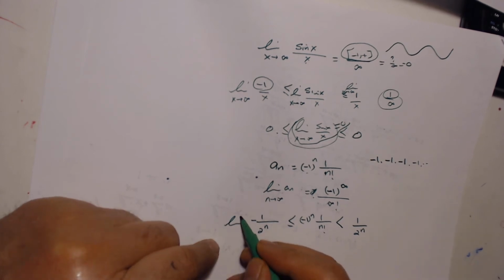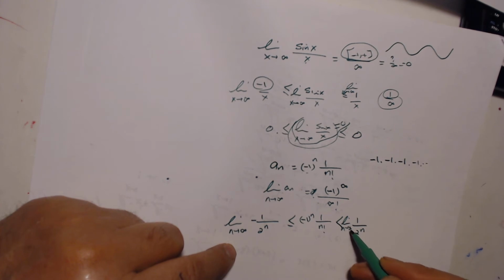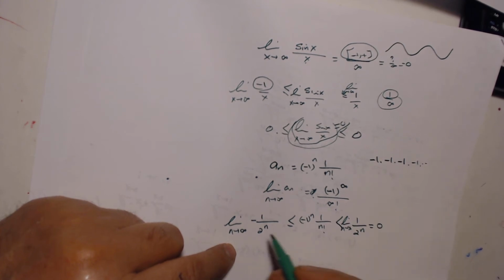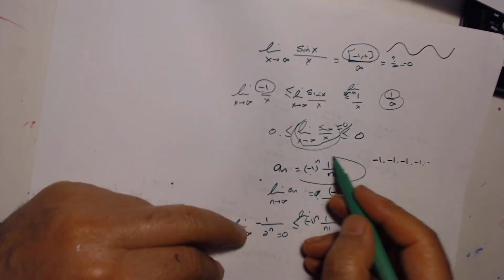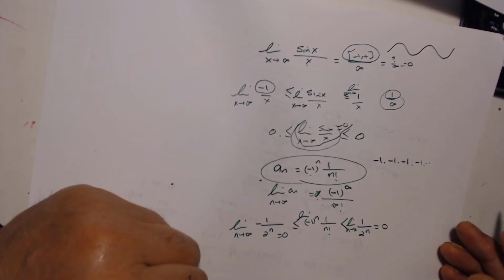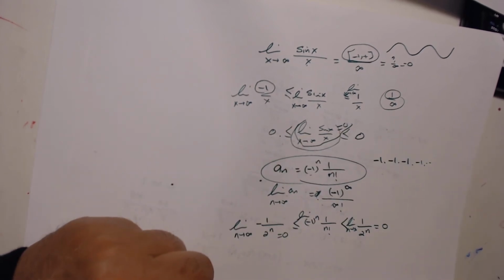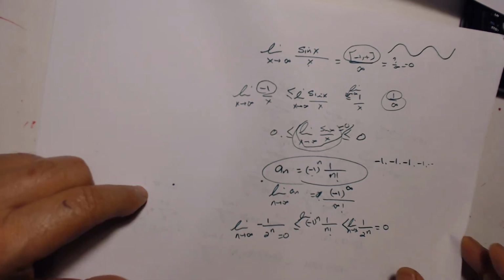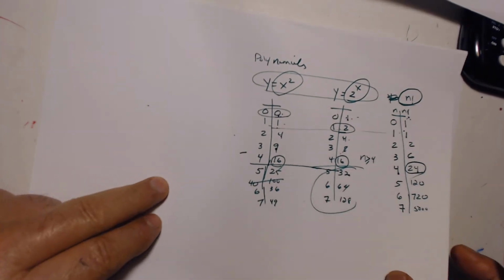But if I take the limit of that one as n approaches infinity, that limit becomes 0, and that limit becomes 0. What do you think the limit of the one in the middle is? The limit of that one is going to approach 0. This is called the sandwich method. This is called the squeeze theorem. Therefore, sometimes you have to use the squeeze theorem to be able to find the limit of sequences.